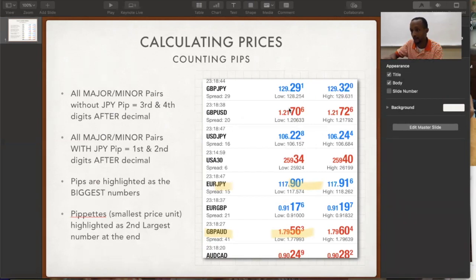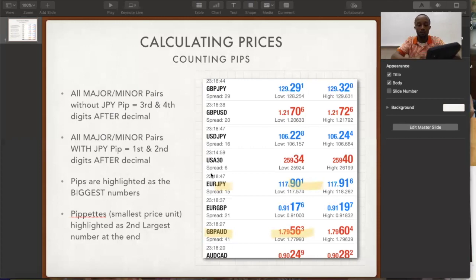The pip will be highlighted for you as the largest numbers in the price, and the pipette, which is the smallest unit of price, is basically a tenth of a pip. So for instance, 29.1, you would look at as 29.1. And in order for that to go up to 32, it would have to increase not by 3, but by 2.9, because you'll have 9/10 of a pip added to the 1, which will bring you to 30, and then you add 2 to bring you to 32. So that's how you calculate the price. That's how the pipettes work.